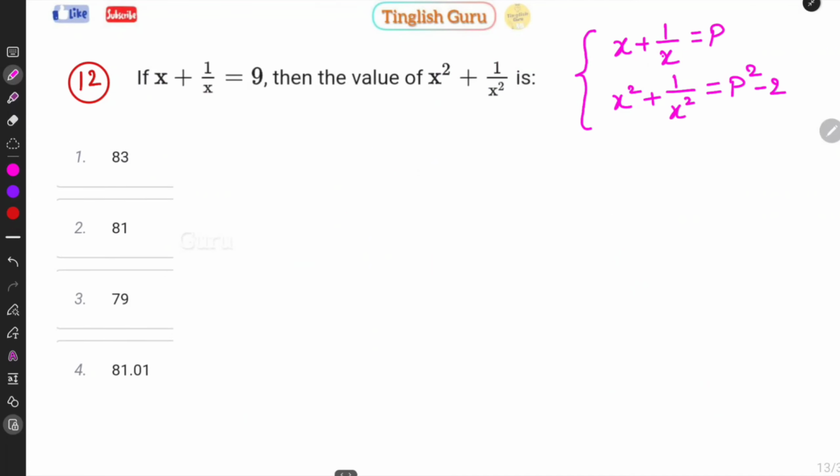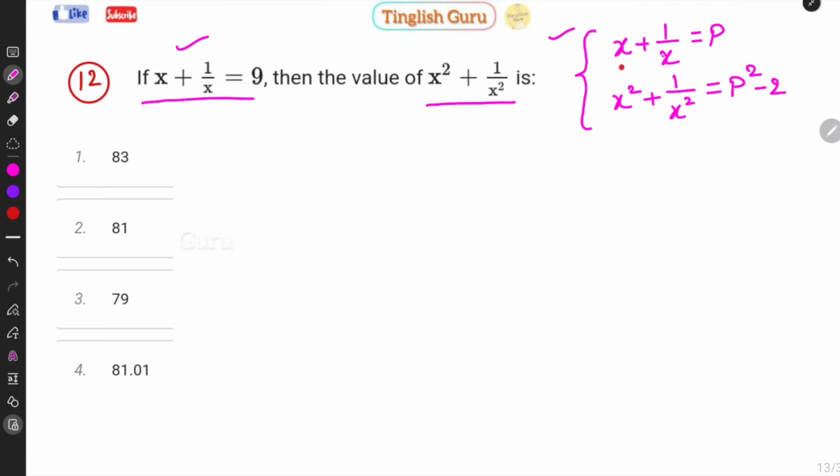Next, if x plus 1 by x is equal to 9, then find the value of x square plus 1 by x square. Regarding this model, I have made a separate video explaining all kinds of models in this concept. So, go to that video and watch it, and it will be very helpful.